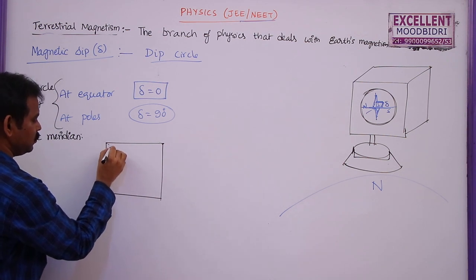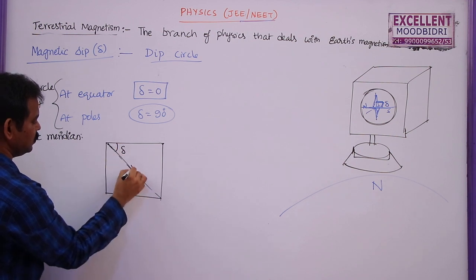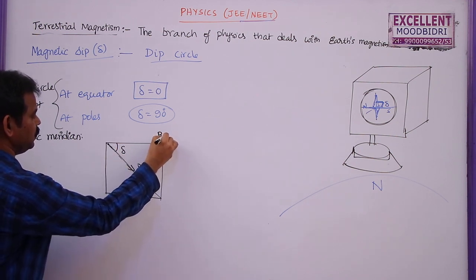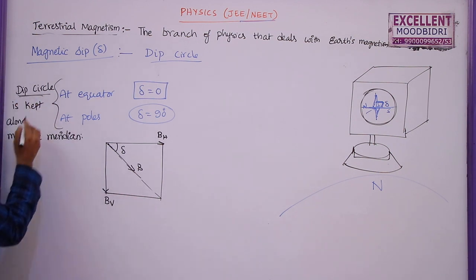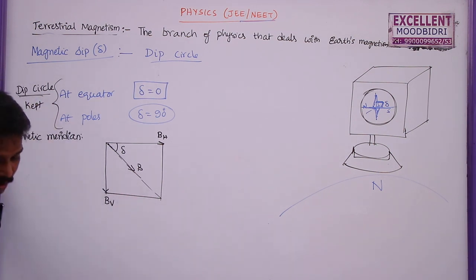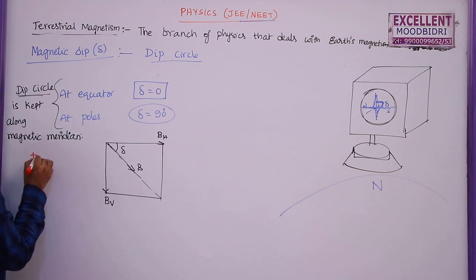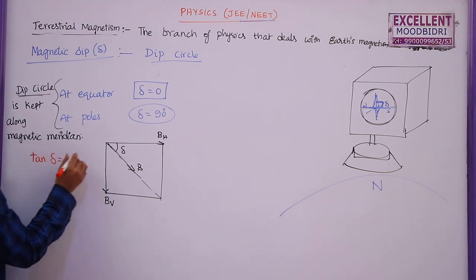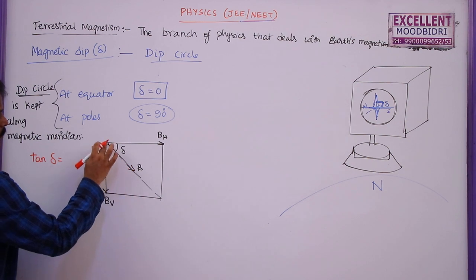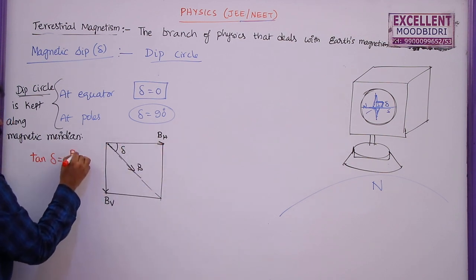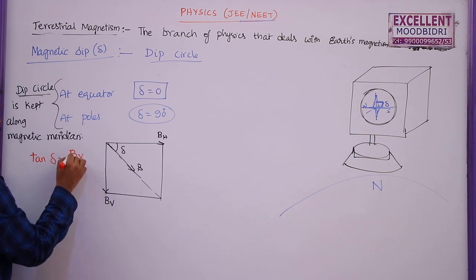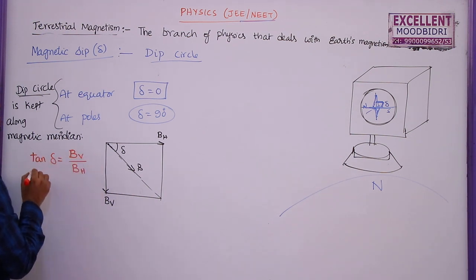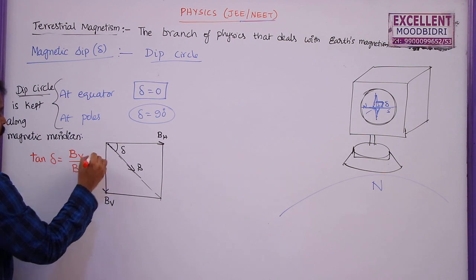So now this is the angle of dip here, δ, because this is B, this is BH, this is BV. When the dip circle is kept at the magnetic meridian, we can write tan of the dip angle is equal to the opposite side by the adjacent side, which is given by BV by BH. So this is the tangent of the dip angle.